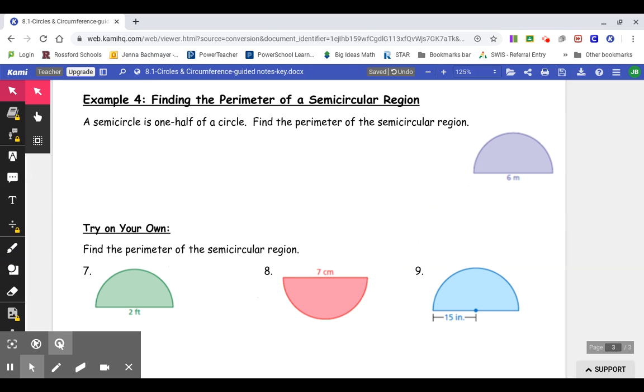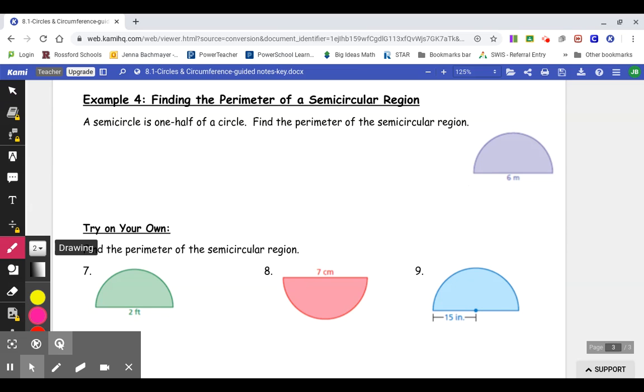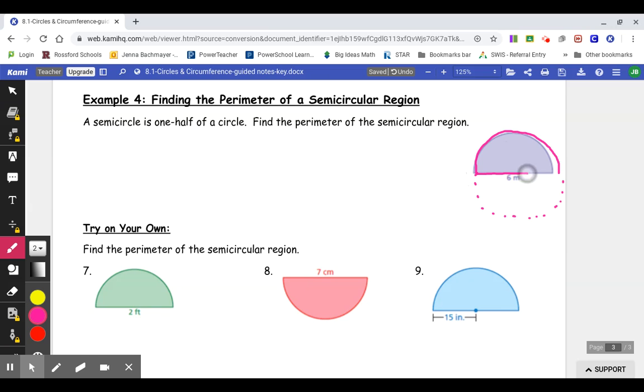Example 4, finding the perimeter of a semicircular region. Okay, so we know that the perimeter is around the outside. Well, we've used the word circumference for around the circular part. Okay, so this is our circumference. However, as you notice, the rest of our circle is not there. So what has happened is we've actually used a straight edge to go straight across to create that half circle or semicircle. So we want to find the perimeter of the circular region.